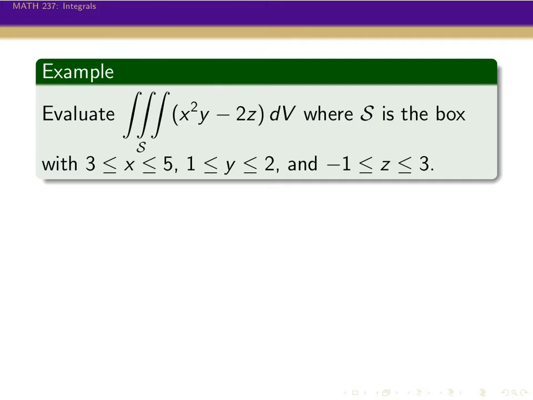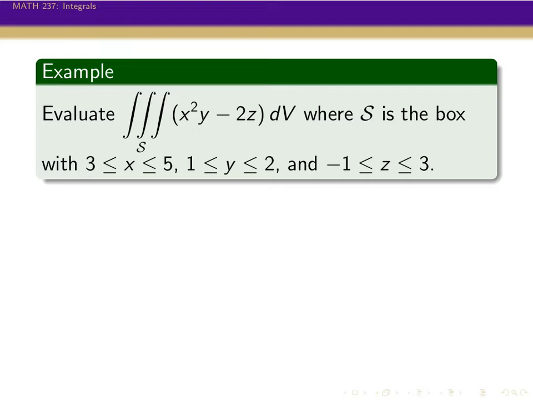Okay. So first one, we're integrating this function x squared y minus 2z over a box. In these bounds, x is going from 3 to 5, y is going from 1 to 2, z is going from -1 to 3. And so there's no dependency between the other variables in these bounds. So this is just like integrating over a rectangle for a double integral. In this case, it doesn't really matter what order we do this in.